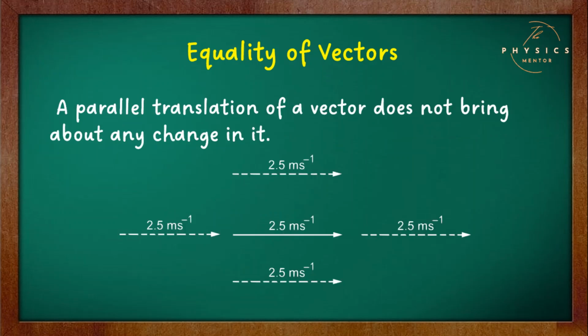A parallel translation of a vector does not bring about any change in it. To explain this idea, let us consider an example. In the figure, we have a velocity vector of 2.5 meter per second acting towards the right. If we displace this vector up, down, forward or backward parallel to itself, then the velocity vector remains the same.